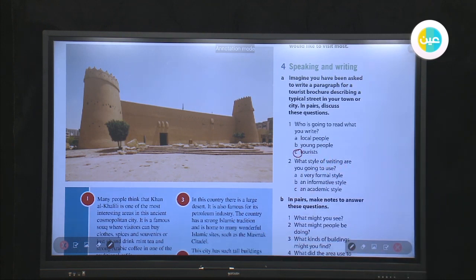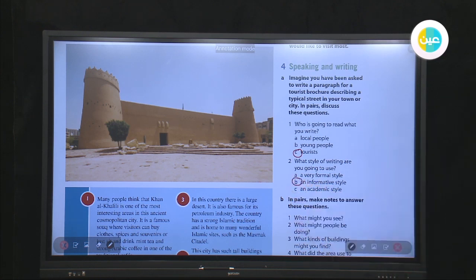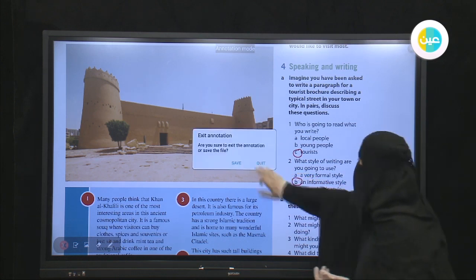What style of writing are you going to use? A very formal style, or an informative style, or an academic style? What should you use? I think you should use an informal style to attract the tourist. Okay? To attract the tourist, use informative style. B, make notes to answer these questions. Try to make notes to help you to answer and to guide you to write.